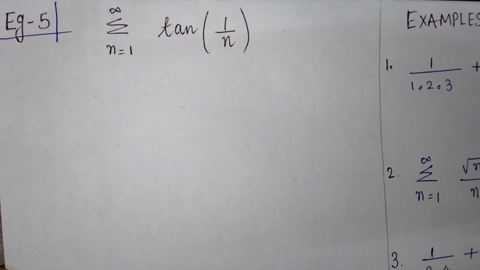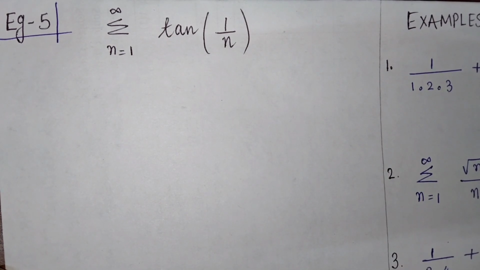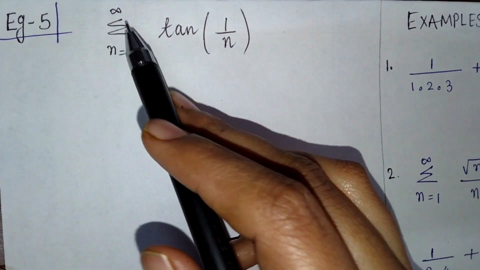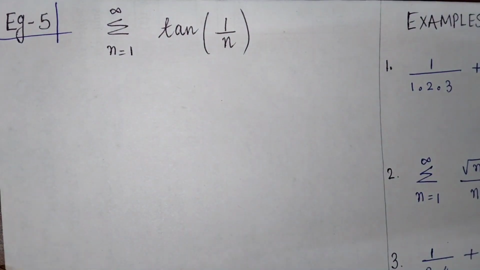So example 5. Summation n equal to 1 to infinity of tan(1/n) is given. Now, whenever you see such a question where summation n equal to 1 to infinity is given, you think about why we cannot apply the nth term test.